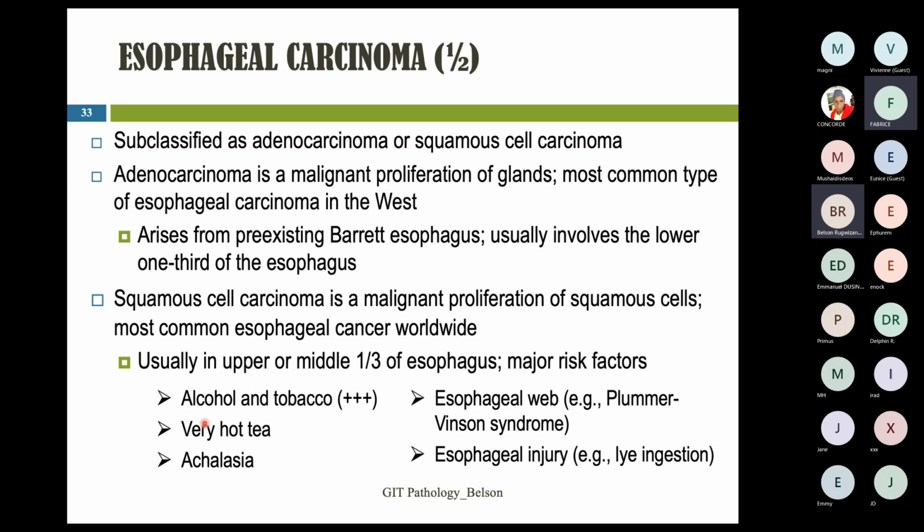Other risks are achalasia. You remember achalasia, it is like sub-occlusion of the esophagus because the ganglion cells have been killed. Other risk factors are the esophageal web that you have seen and the esophageal injury and so on. So I think that's all.